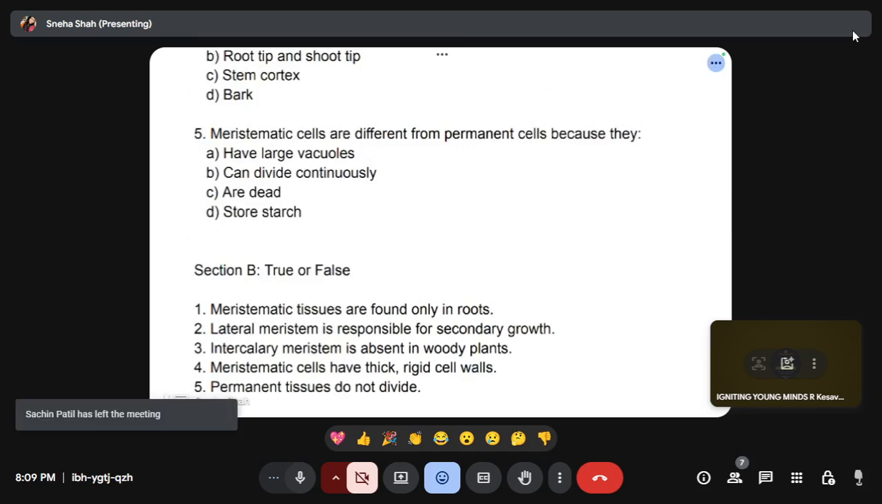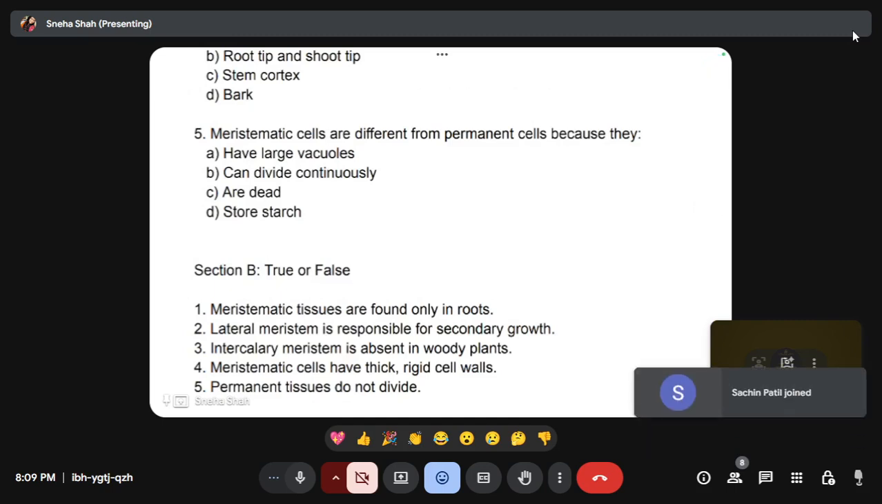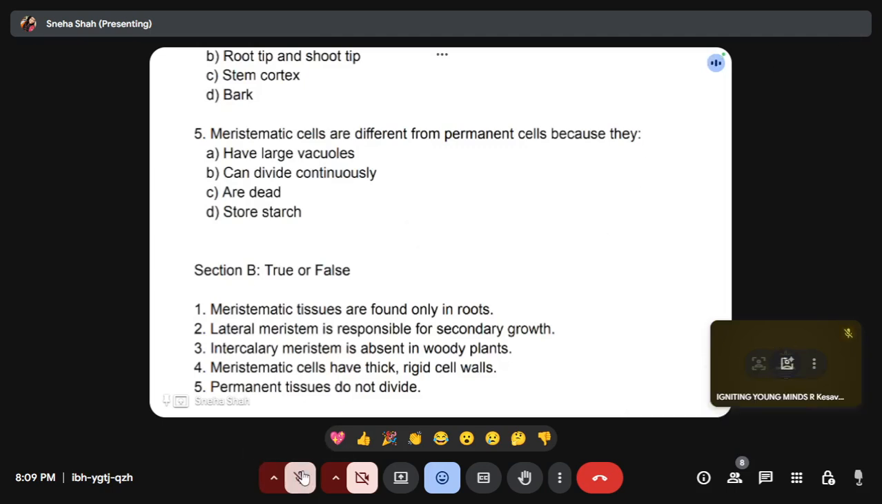Understand that also, when we go ahead with the topic of permanent cells. Only sclerenchyma is dead, ma'am. Yeah, only sclerenchyma is dead, and some portion of parenchyma, and even in xylem and phloem some parts are dead, but not all parts are dead. So just because we write permanent cells, it does not directly imply dead cells.